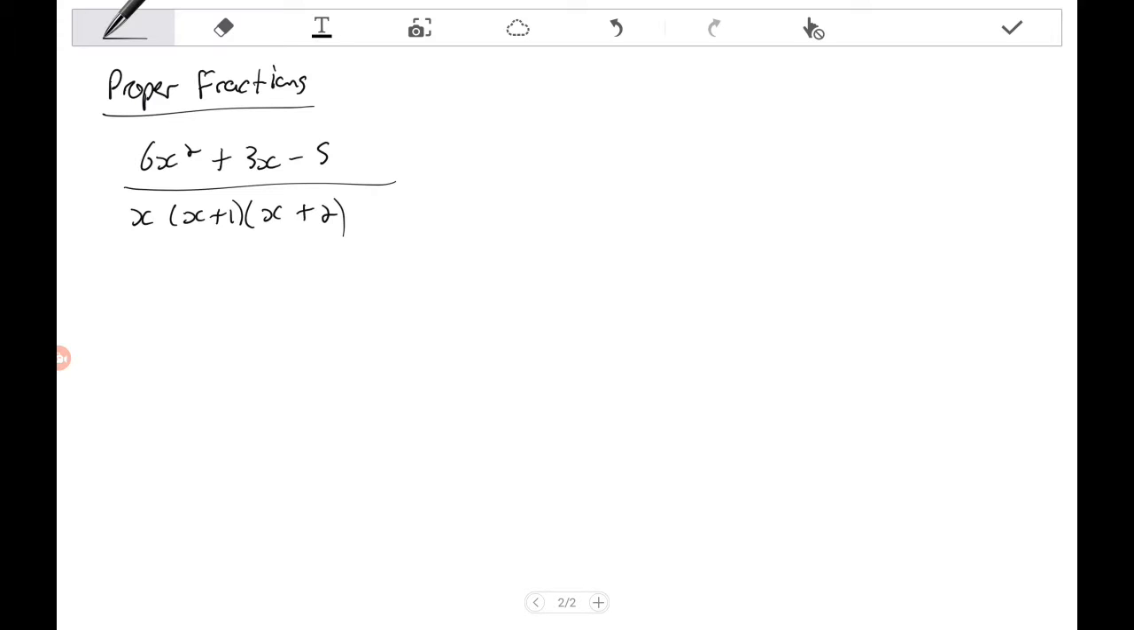Now, what we do in partial fractions is we want to express something like this as three separate fractions. We say we want this to be three fractions, where the denominator of each fraction is one of these roots in the denominator. So we'd have a over x, add b over x plus 1, add c over x plus 2. And we want to find the values of a, b, and c that make this statement true. That's what partial fractions is all about.